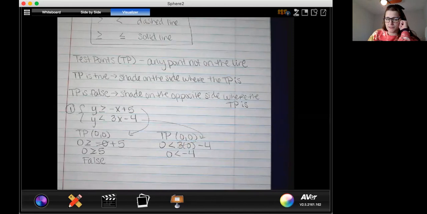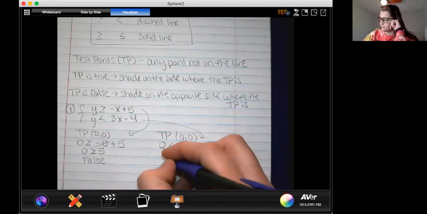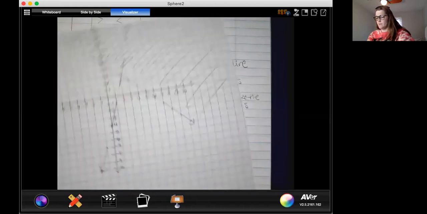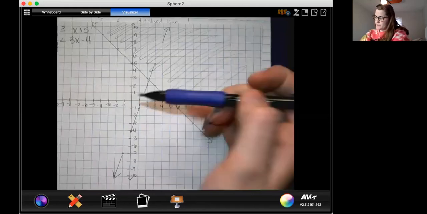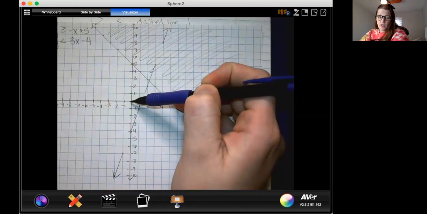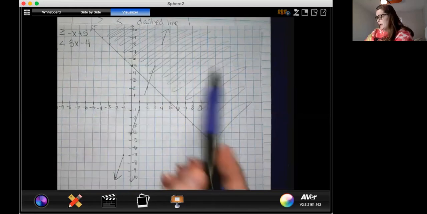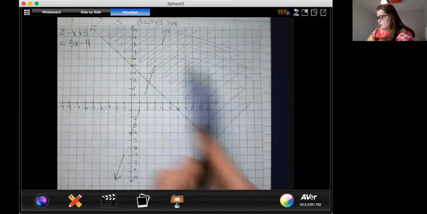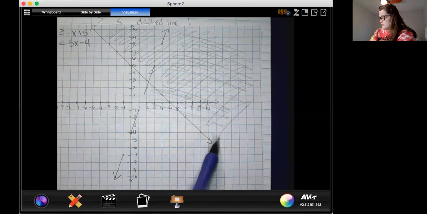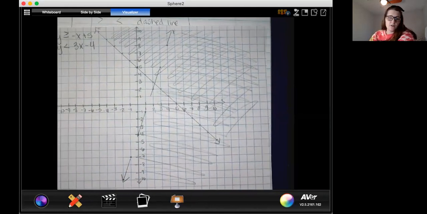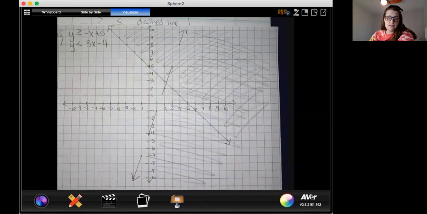Is 0 less than -4? It is false. Good. Okay, so again, when we shade it, 0 is here. So to shade on the opposite side, I'm shading on the opposite side of this line. That means I would shade everything to the right of the line. Okay, so now we have a graph that looks like this.